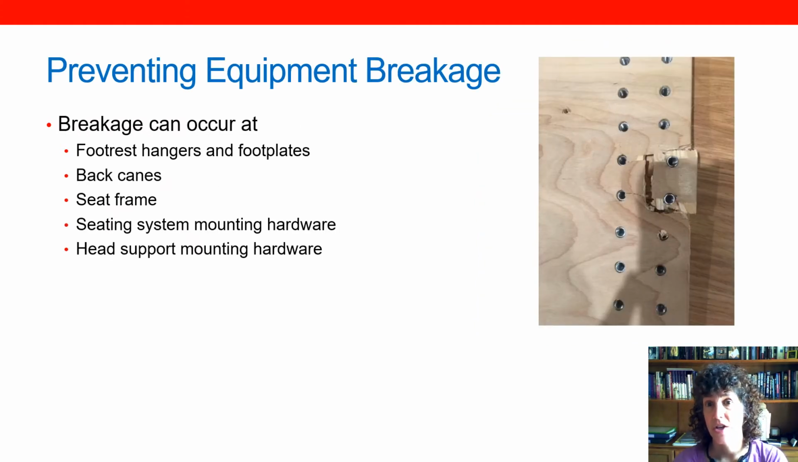So breakage can occur wherever the client is able to exert undue forces. This is most commonly seen at the footrest hangers and footplates, at the back canes, the seat frame, the seating system mounting hardware, and the head support mounting hardware. We might see actual breakage, or it might be that these pieces become loose or malaligned.